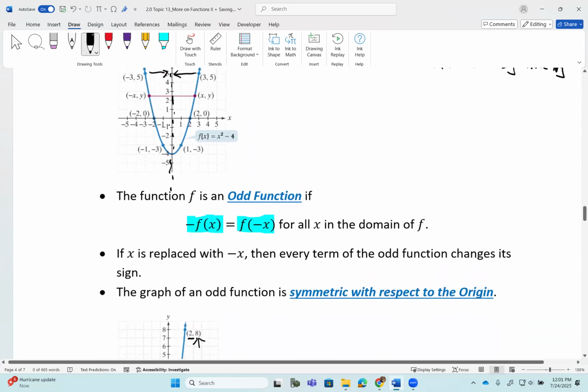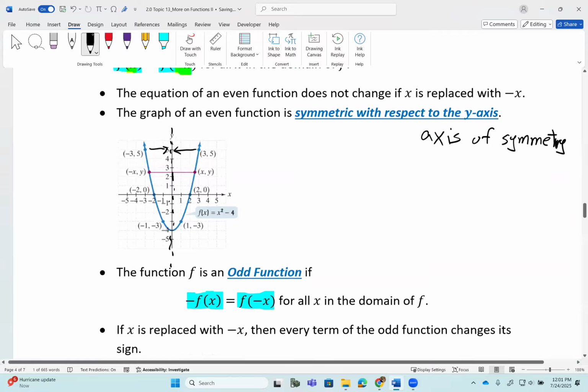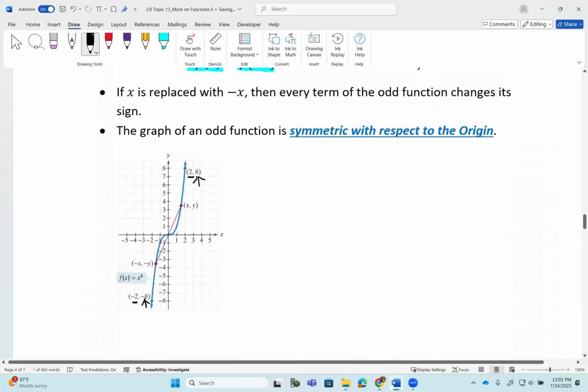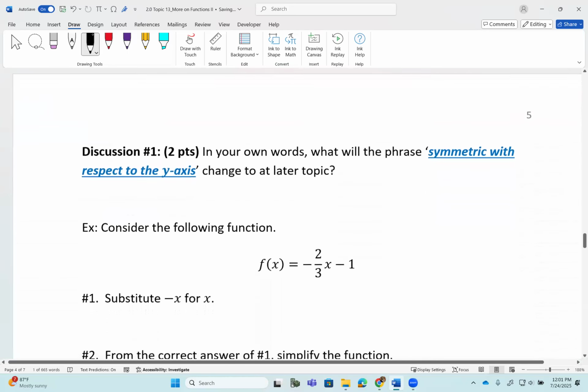Here I also wrote down: if x is replaced with -x, then every term of the odd function changes signs. That's how we can tell the function is odd without looking at the picture. The equation of an even function does not change if x is replaced with -x, so that means everything is the same. So I'm going to kind of start you off with a linear function.